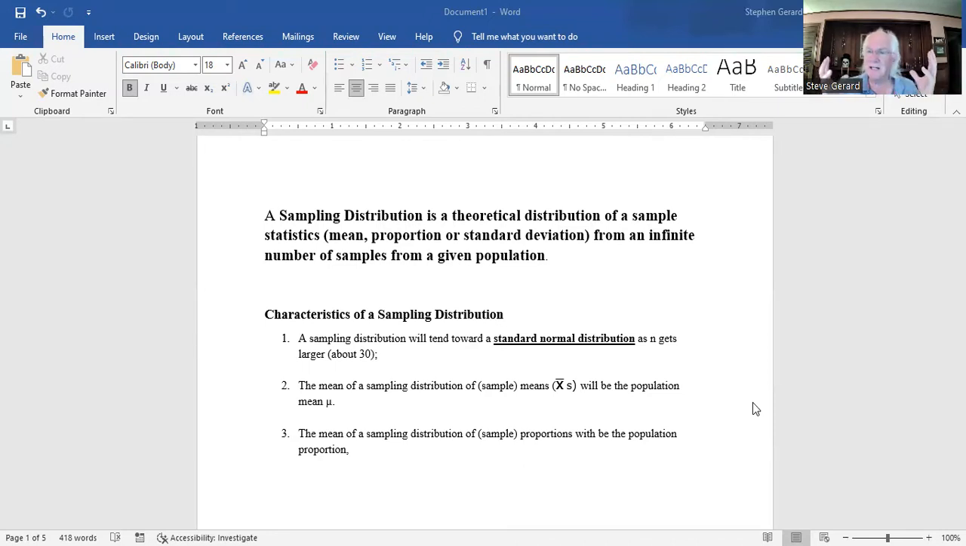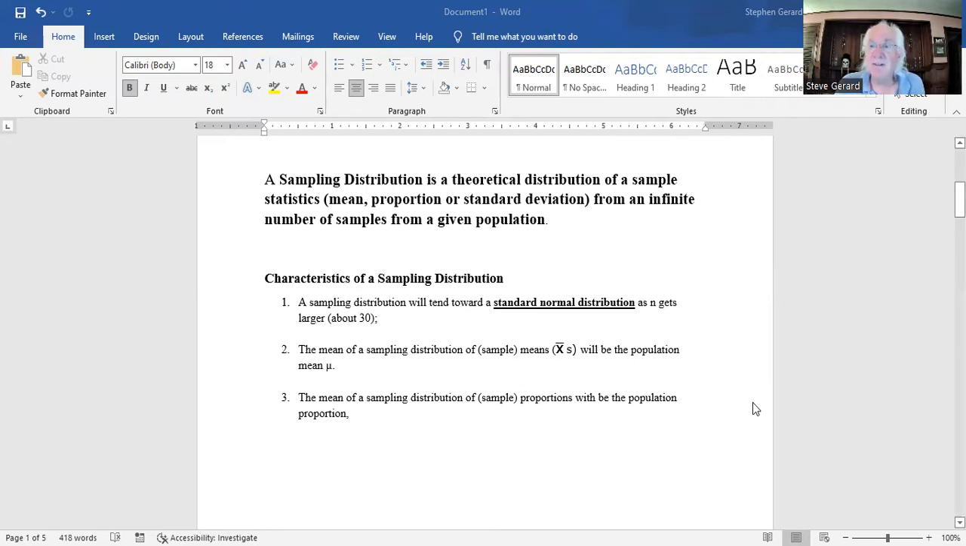So as the sample size gets larger, what it does is it levels off the potential unusualness of some of your selection. So sample size becomes a really important issue.